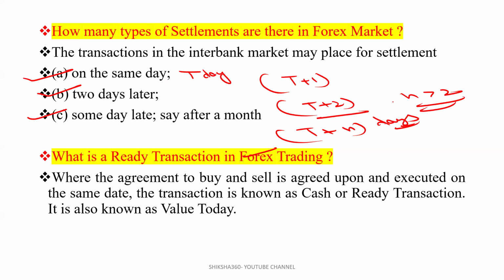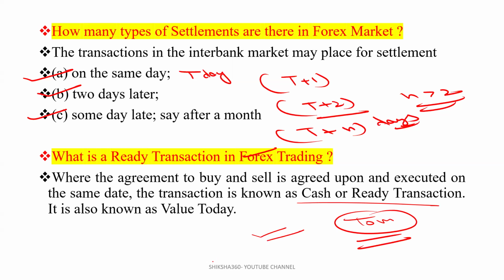Okay, so what is the meaning of all these things? There are terms like cash, ready, Tom. All these terminologies are to be used, which we have to discuss one by one with the help of examples. Clear? So there are different types of settlement: on the same day, 2 days later, some days later, or even after a month.